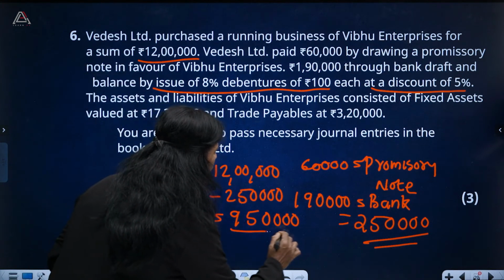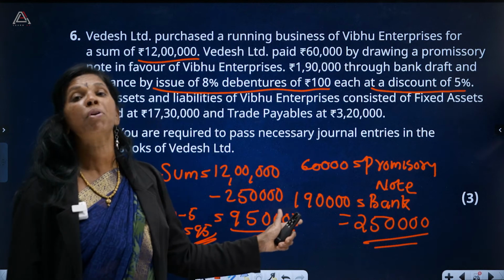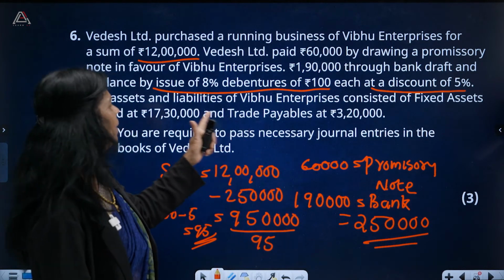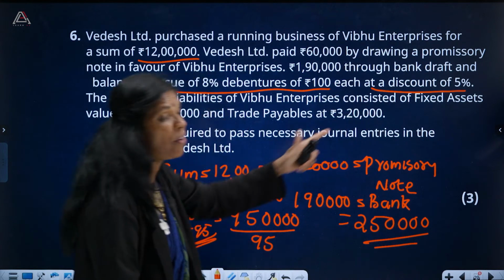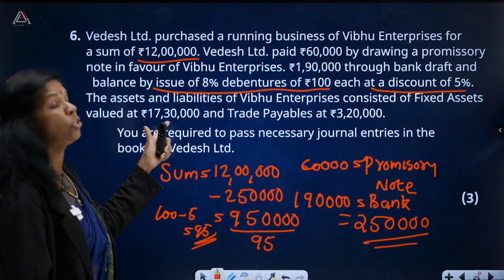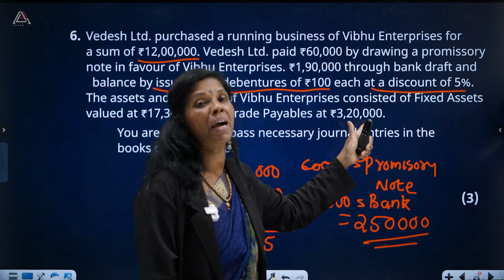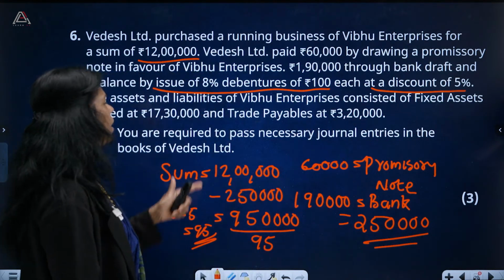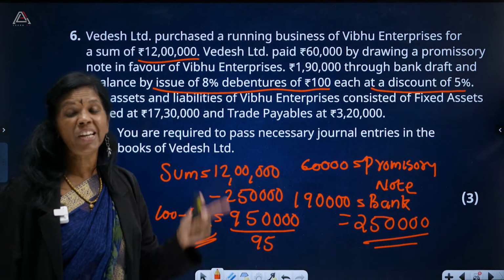So, we can find out the number of debentures to be issued. That is 9,50,000 divided by 95. We will get the number of debentures to be issued. Then the assets and liabilities of Vibhu Enterprises consist of fixed asset valued at rupees 17,30,000 and trade payable at 3,20,000. You are required to pass necessary journal entries in the books of Videsh Limited.